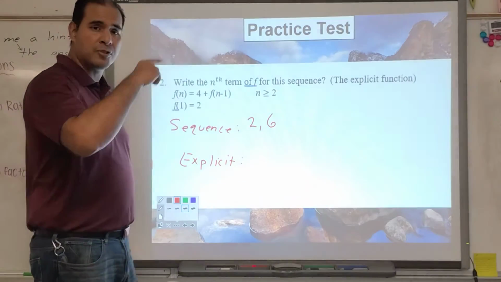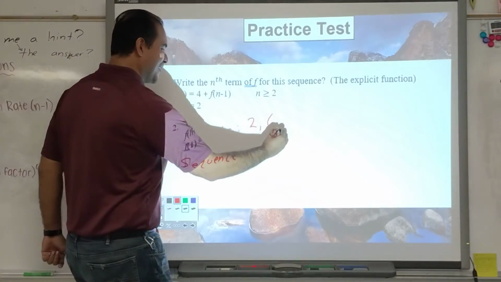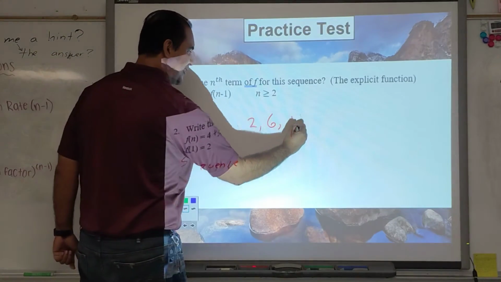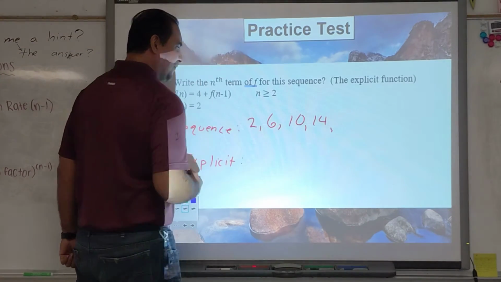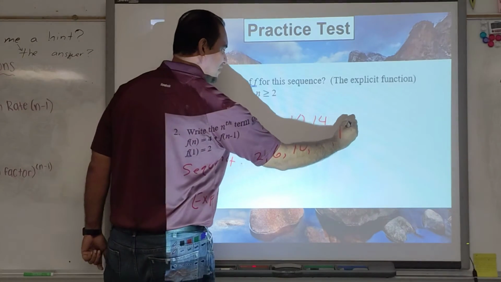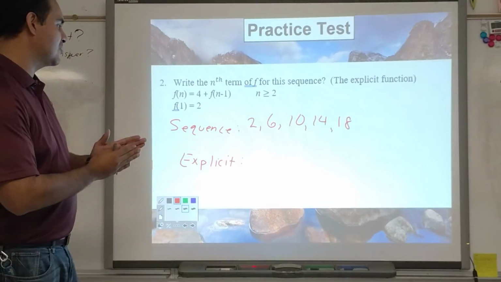And this recursive rule is going to be used over and over again. To find the third term, I'm going to add 4 again, so that gives me 10. To find the fourth term, I write 14. To find the fifth term, I write 18. We're just using this rule of adding 4 over and over again to find each term.